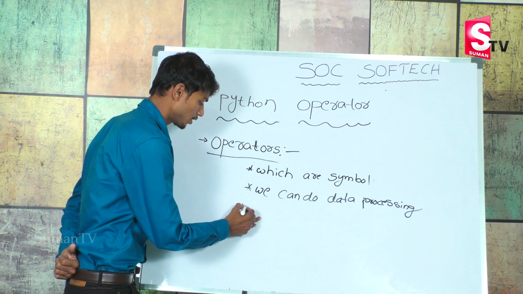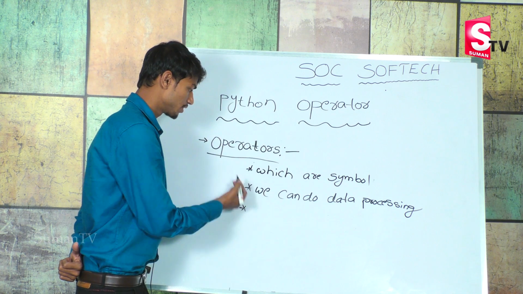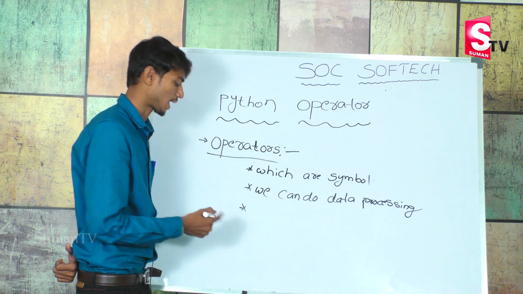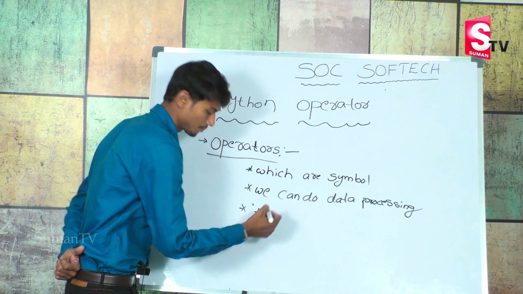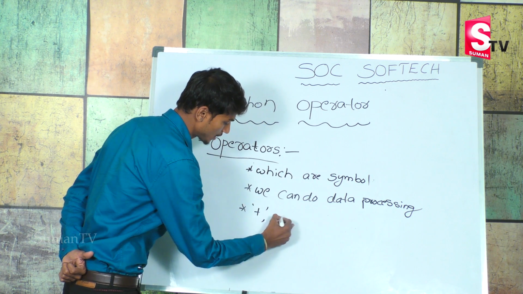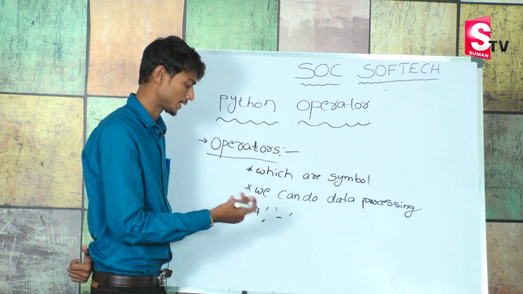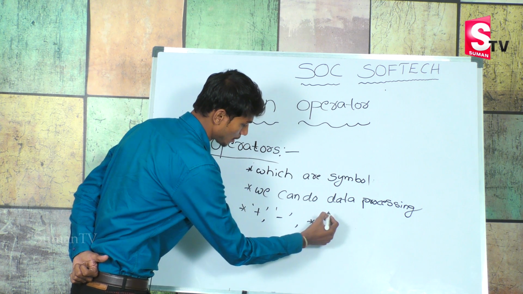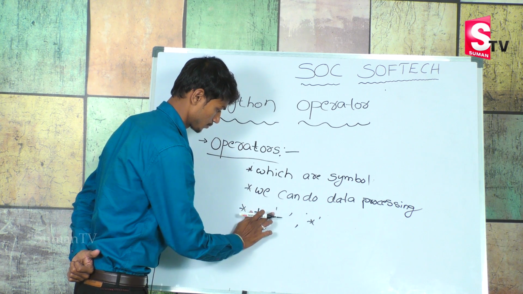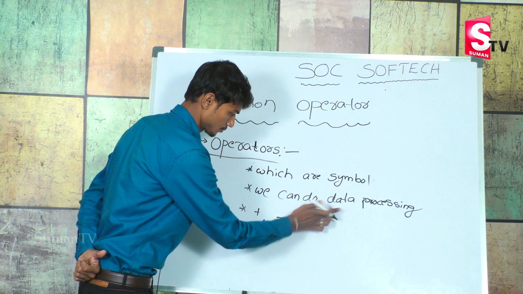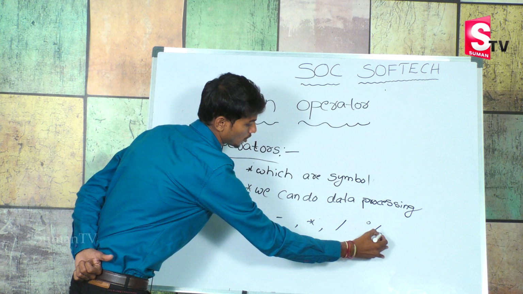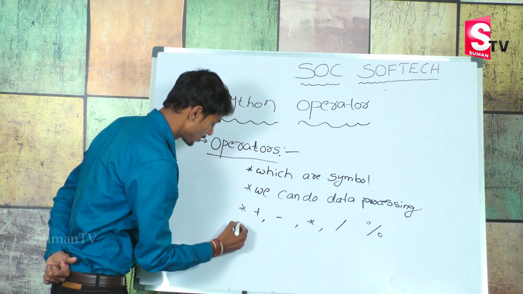Okay, so we have different kinds of operators. We will see what symbols we have in the Python programming language or any programming language. Plus is one symbol; we can do the addition of two operands. Minus does the subtraction of the data, or else we can do the multiplication. This is the multiplication symbol. This is the division symbol. This is the modulus symbol. We can do the modulus also.